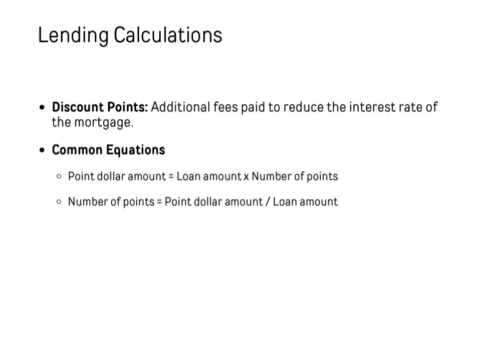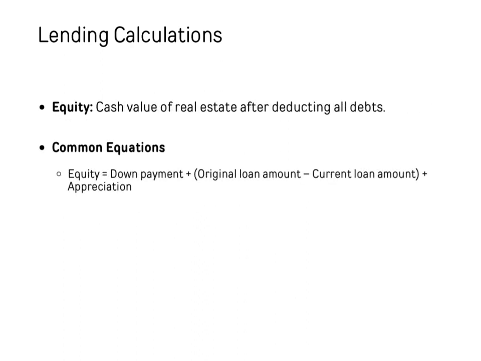Common equations: point dollar amount = loan amount x number of points. Number of points = point dollar amount / loan amount. Equity is the cash value of real estate after deducting all debts. Common equations: equity = down payment + (original loan amount - current loan amount) + appreciation.